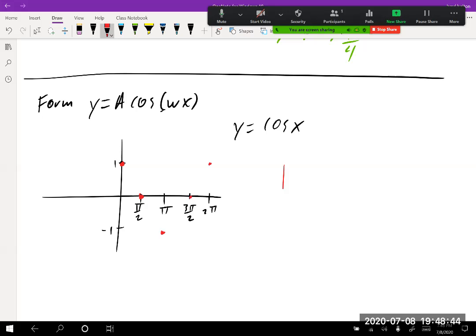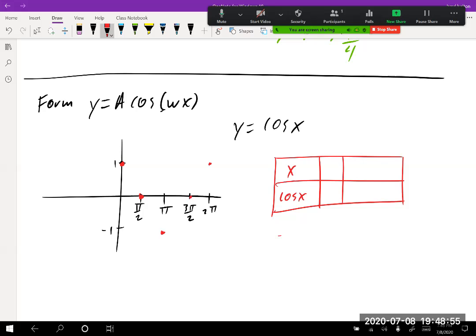So if I drew my table, and we had x, and then we had cosine of x, 1, 2, 3, 4, 5. So if we plug 0 in here, we get 1. If we plug pi halves in here, we get 0. If we plug pi in here, we get -1. If we plug 3 pi halves in here, we get 0. And if we plug in 2 pi for x, or our angle, we would get 1 again.